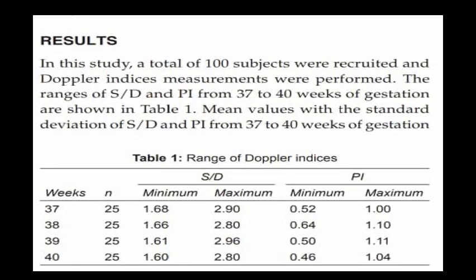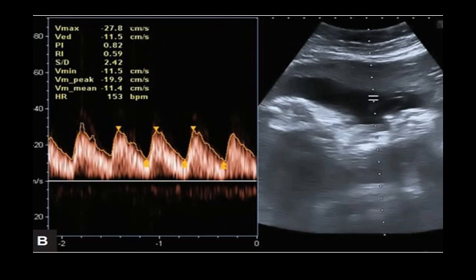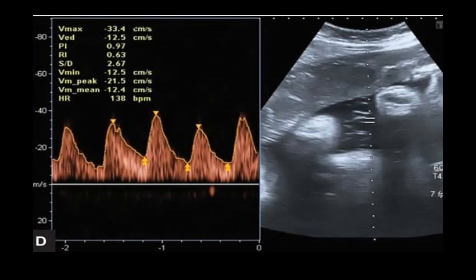In this study, a total of 100 subjects were recruited and Doppler indices measurements were performed. The ranges of SD ratio and PI from 37 to 40 weeks of gestation are shown in this table. This is a normal umbilical artery waveform at 37 weeks of pregnancy with a PI value of 1.02. At 38 weeks, the PI value is 0.82. This is 39 weeks of the same patient with a PI value of 0.99. Now, at 40 weeks, the PI value is 0.97.